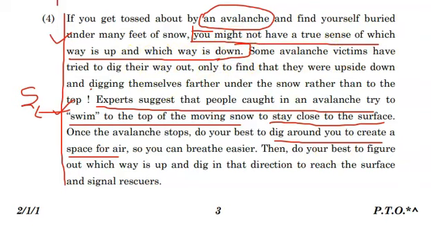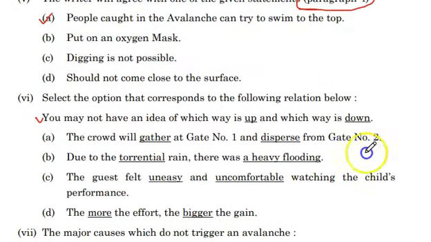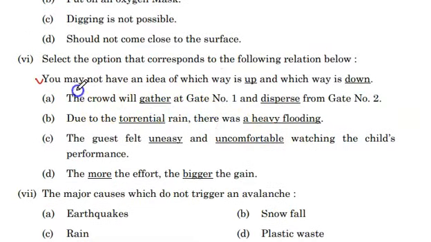So which way is up? Let us see question number 6. So here there is a relation between up and down. That means what is happening here? So if a person is entrapped in an avalanche, then that person may not know where to lie in the gathering snow and from where to come out. So gathering and coming out should be somewhere. The crowd will gather at gate number 1 and disperse from gate number 2 will be your answer.